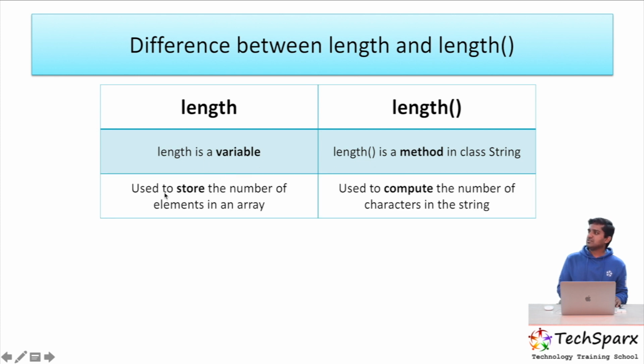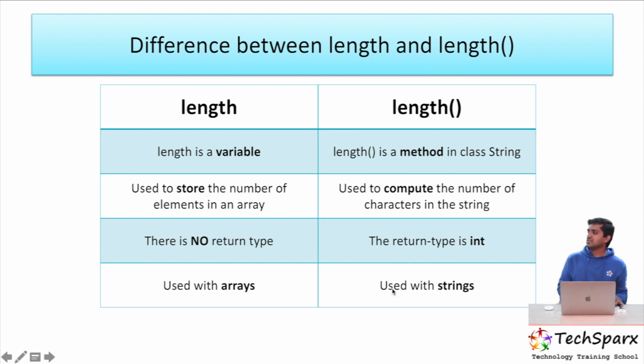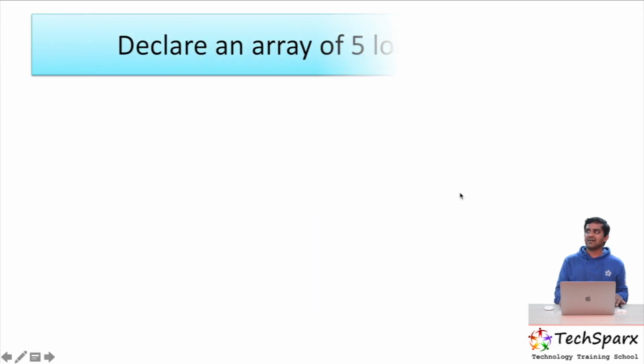So length is used to store the number of elements in an array, but length() is a function which is used to compute the number of characters in a string. It calculates the string length and then returns it. Now there is no return type because this is just a variable which stores the data. Here it's a function, so it will return. It has a return type of int, and this is used with arrays, and this is used with strings. I hope these are clear.